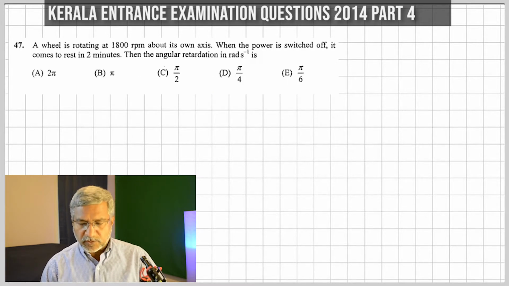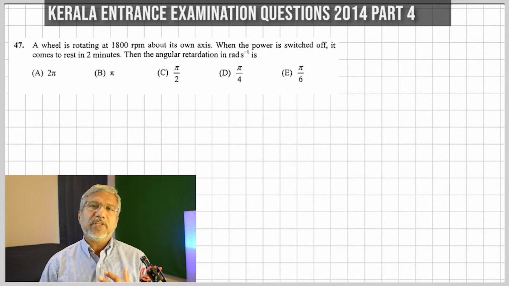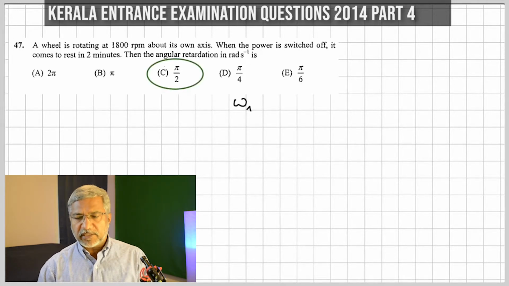47. A wheel is rotating at 1800 rotations per minute about its own axis. When the power is switched off, it comes to rest in 2 minutes. Then the angular retardation in radian per second squared is. We have the initial RPM. Rotations per minute will not work. We have to change it into rotations per second. That will give us the frequency. Once you have the frequency multiplied with 2 pi, you will get the angular velocity, because angular velocity is 2 pi times frequency.